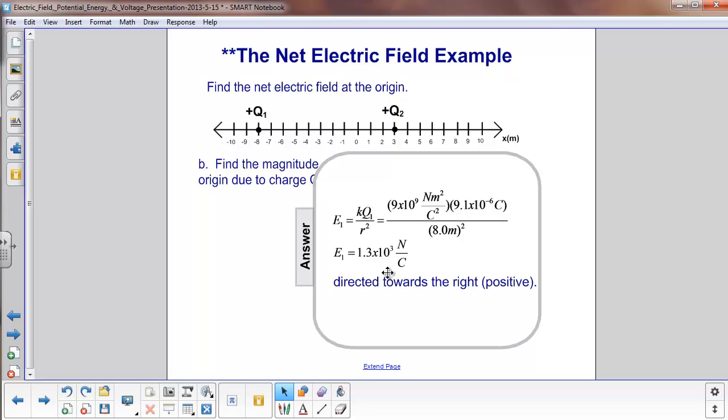And again, the important part here is not only the magnitude, but the direction. So we call it directed towards the right or the positive direction. Either answer would be good. Or you could draw an arrow. Anything that would make it clear to the reader.